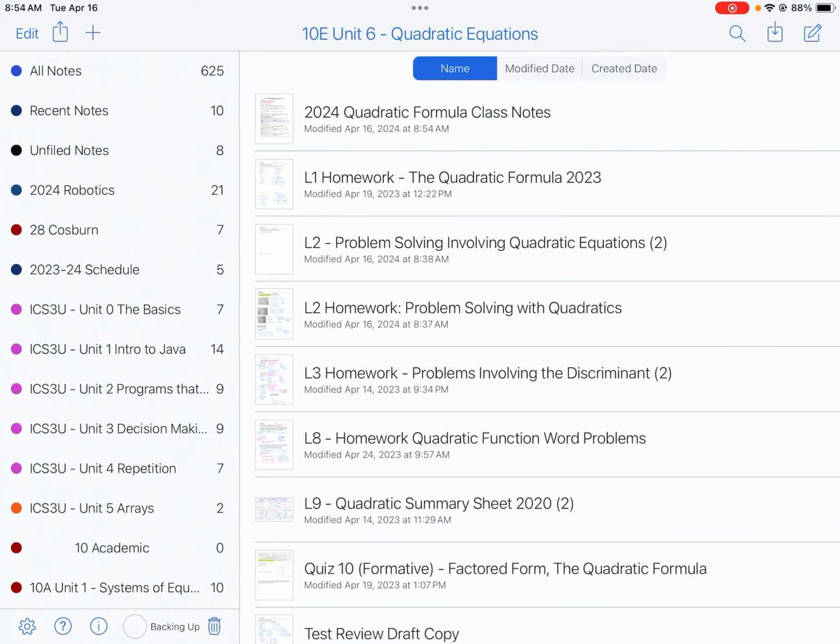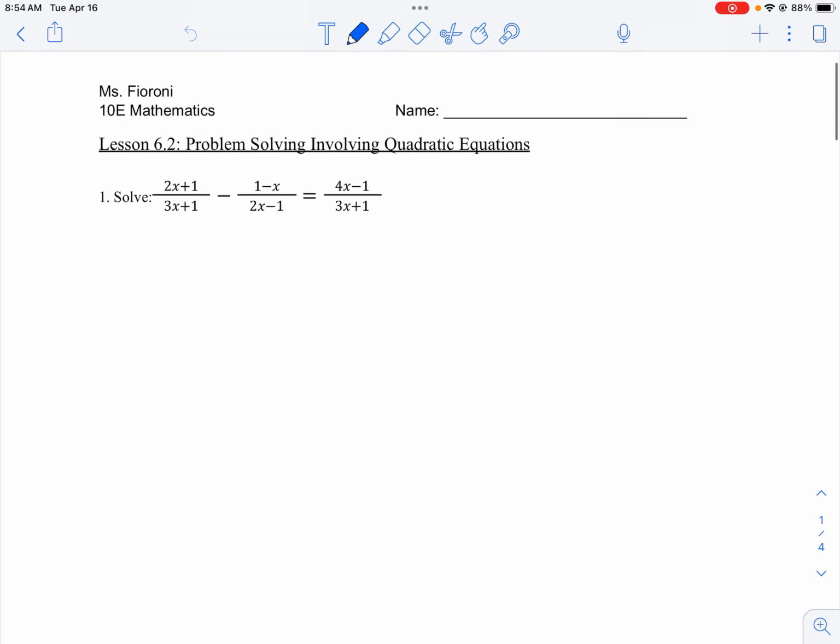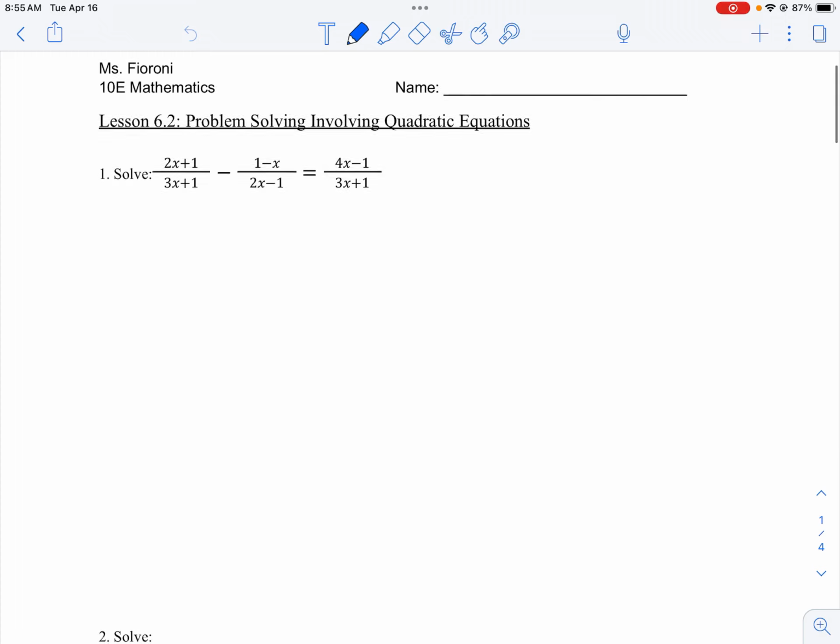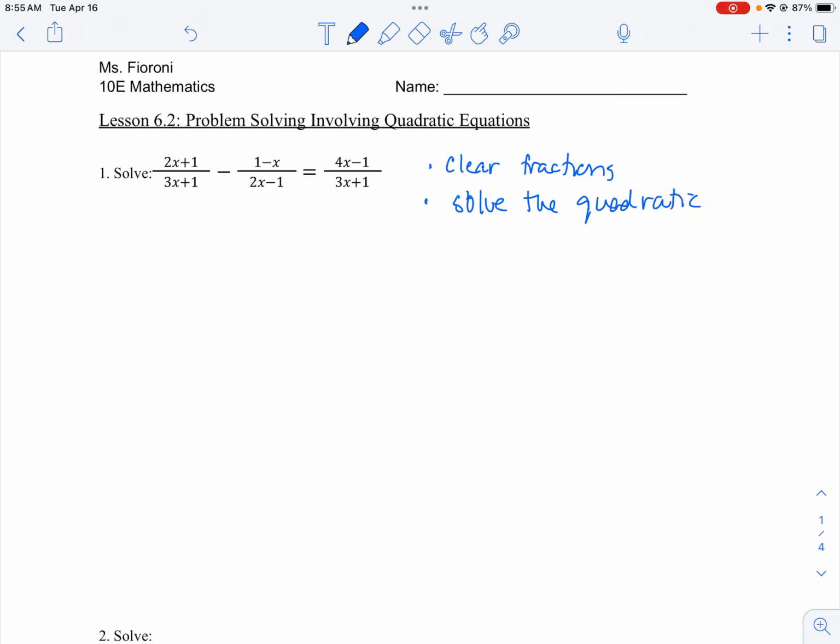Now, for our next unit, lesson 6.2, this is less of a video and more of just telling you that I've posted solutions on our note. I just want to start you off with a couple of the questions. The first one is number 1. To do this, what we have to do is clear fractions and then solve the quadratic. You're probably going to use the quadratic formula.